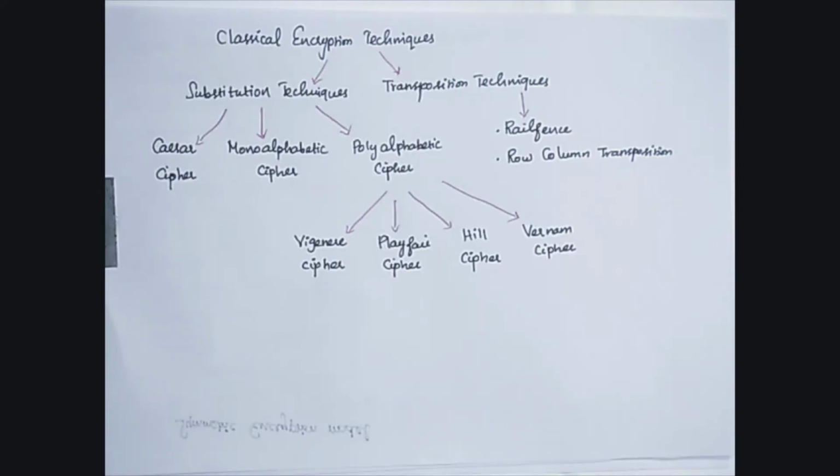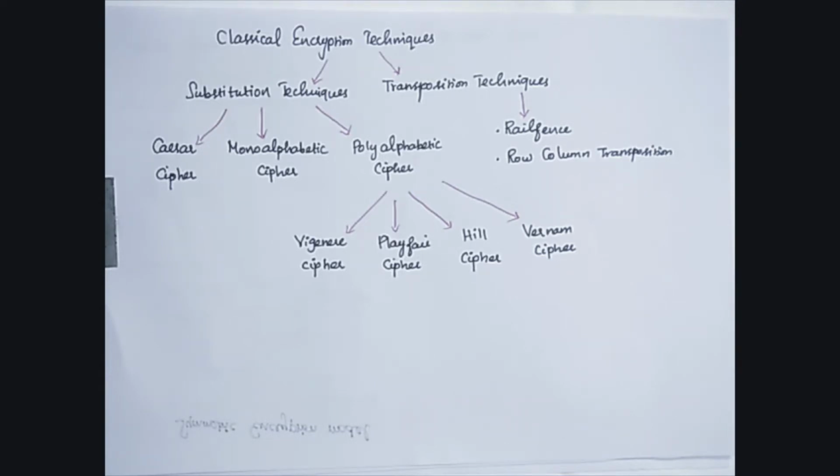Classical encryption techniques are broadly classified into two types. One is substitution techniques, where each and every character of the plain text is replaced by another character. The next one is transposition techniques, where the plain text characters are shuffled to get the ciphertext.